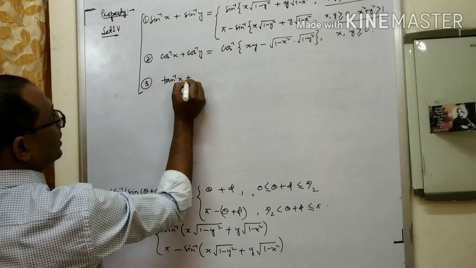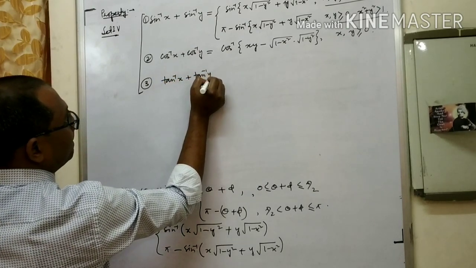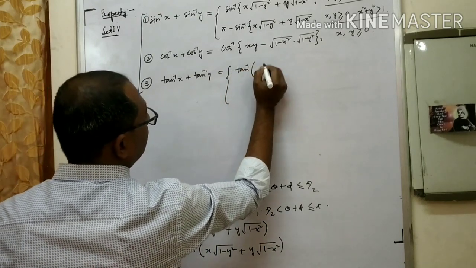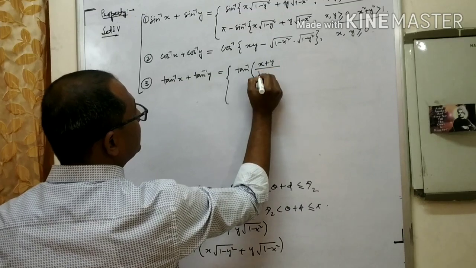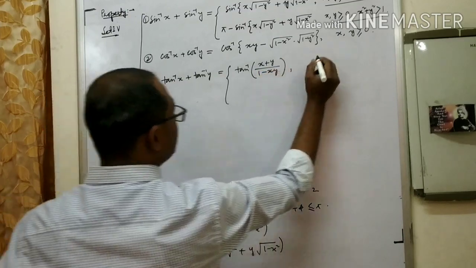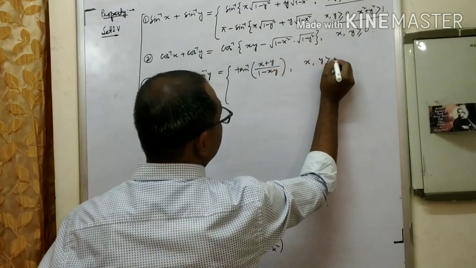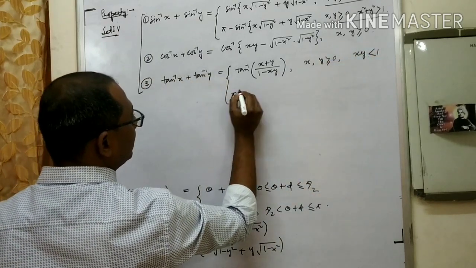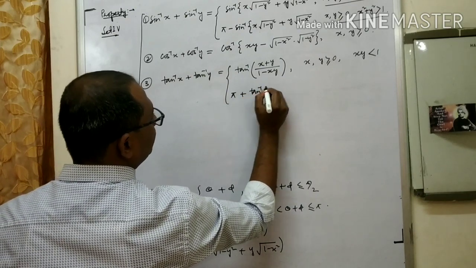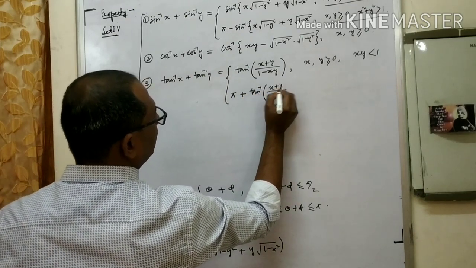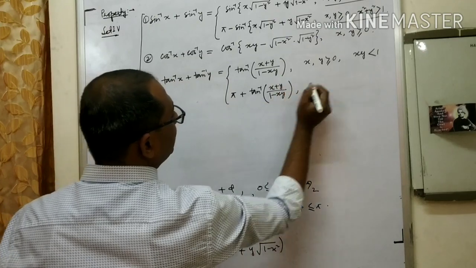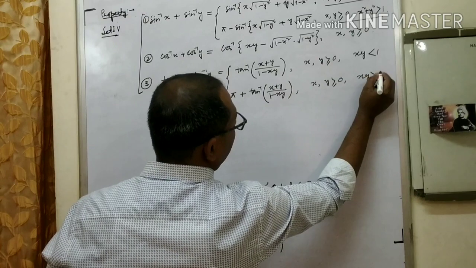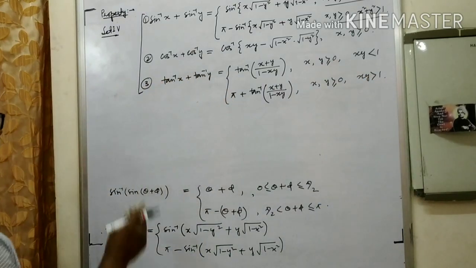Tan inverse of x plus tan inverse of y will have two values. One is tan inverse of x plus y upon 1 minus xy, which comes with some conditions: x and y both positive, and xy less than 1. The other is pi plus tan inverse of x plus y upon 1 minus xy, where x and y are both positive but their product is greater than 1. Again, this also can be proved.